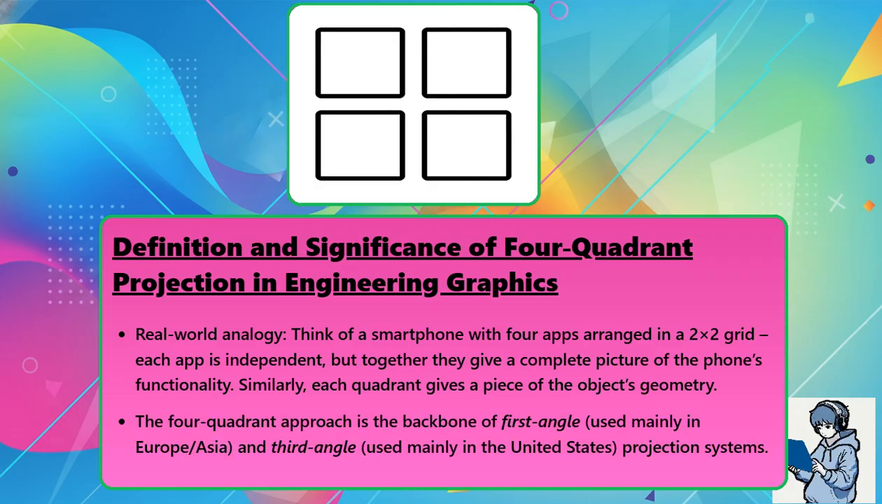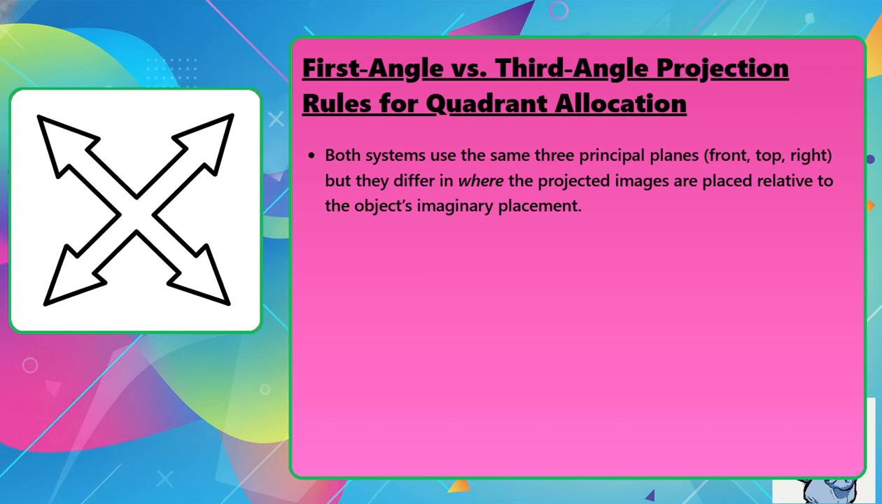The four-quadrant approach is the backbone of first angle projection, used mainly in Europe and Asia, and third angle projection, used mainly in the United States. Both systems use the same three principal planes: front, top, right, but they differ in where the projected images are placed relative to the object's imaginary placement.